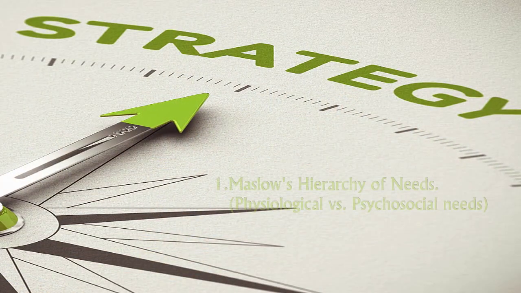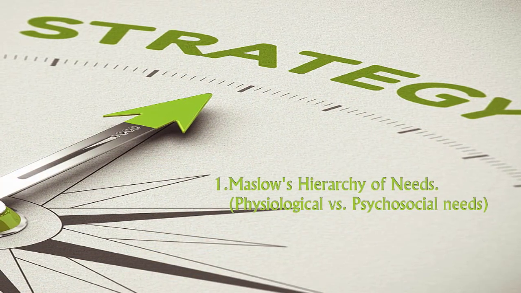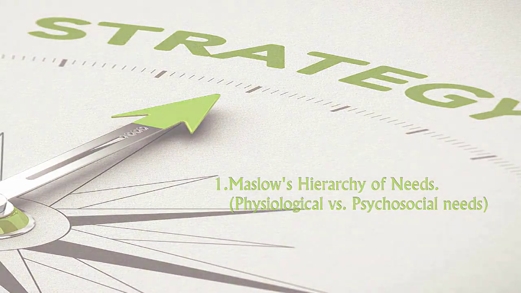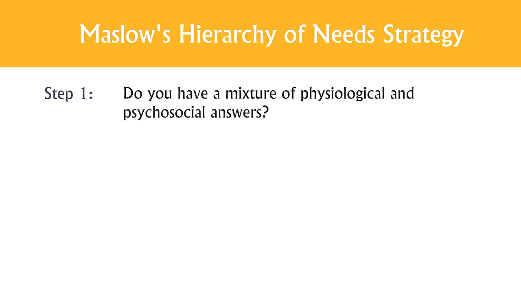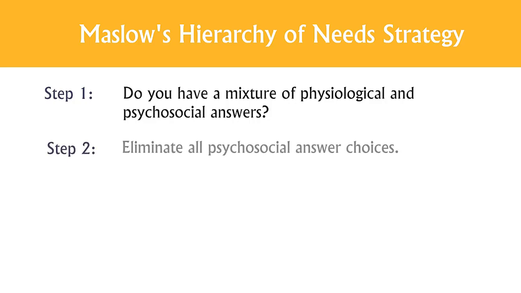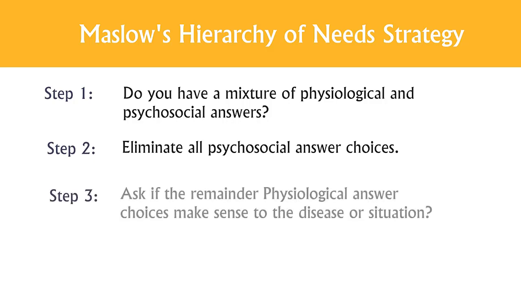Maslow's hierarchy of needs will help you answer many prioritization questions. It has 4 steps. Step number 1, do you have a mixture of physiological and psychosocial answers? Step number 2, eliminate all psychosocial answers. Step number 3, the remaining physiological answers, ask a question.